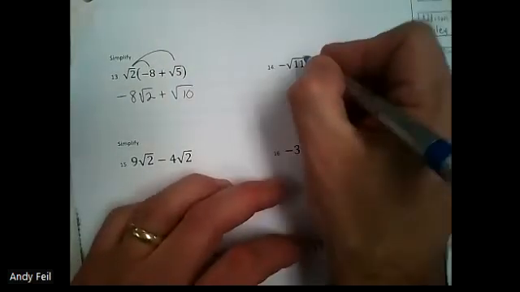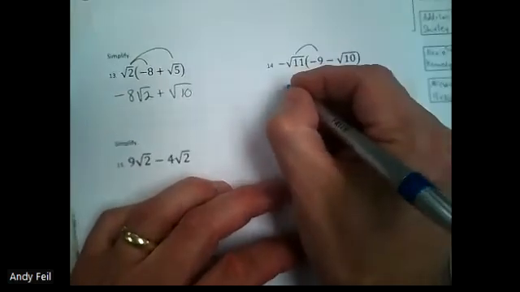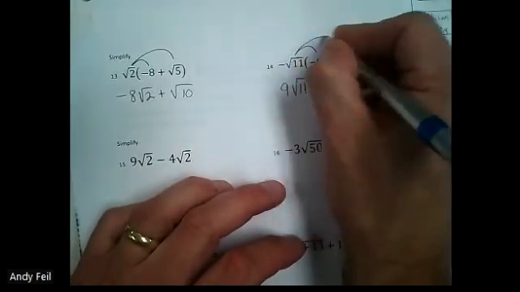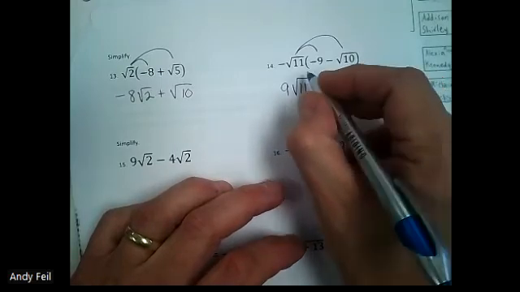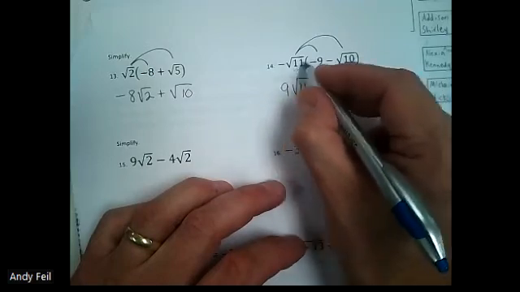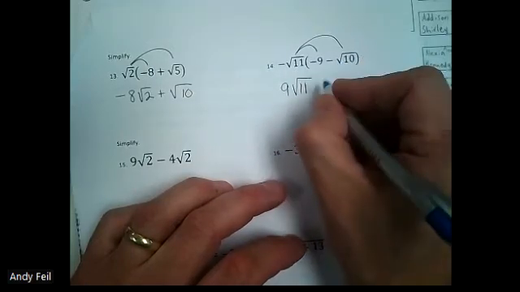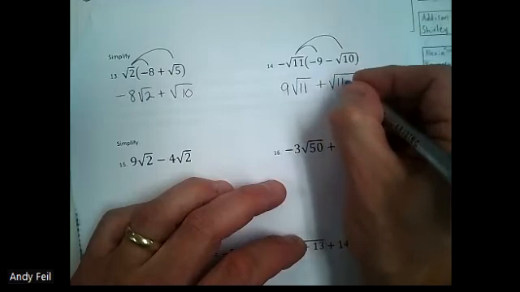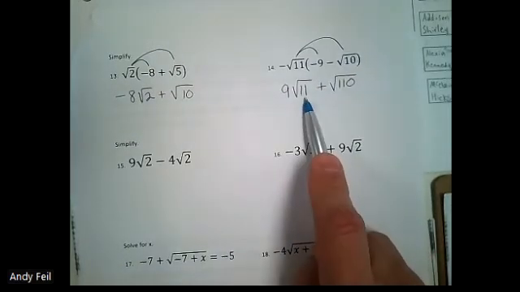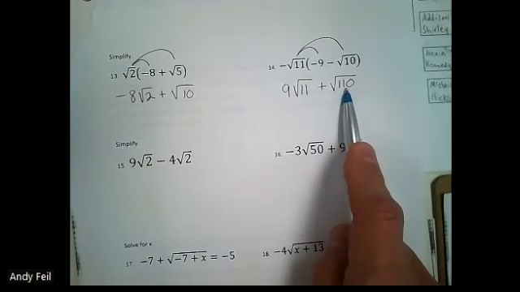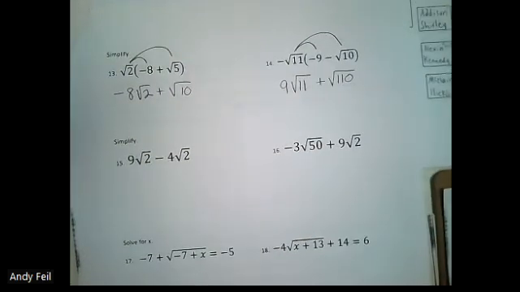Try this one. What's a negative times a negative? Positive. If a negative times a negative is a positive, then a negative times a negative is a positive. Can you think of any perfect squares that go into 11? What about 110? Neither. All done. Can't do it. There's no perfect squares that go into 110.